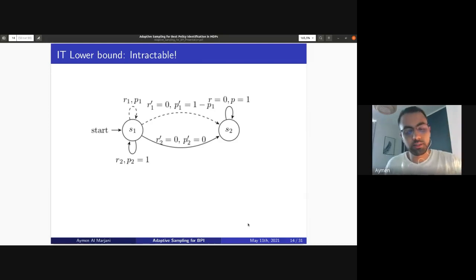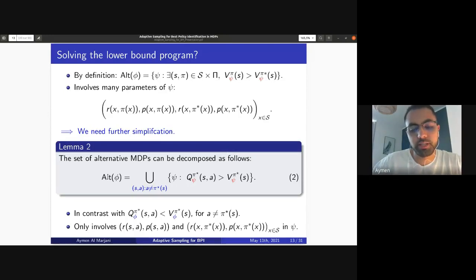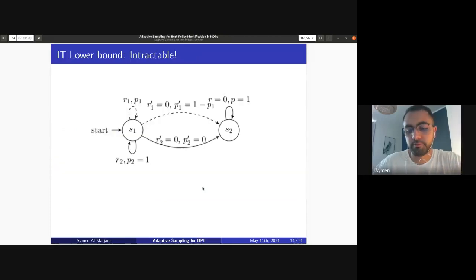But it turns out that this information theoretical lower bound, or this characteristic time, is intractable, and you can actually easily construct instances where you show that this set of alternative MDPs is not convex, nor are these subsets here, which are shown in the condition.